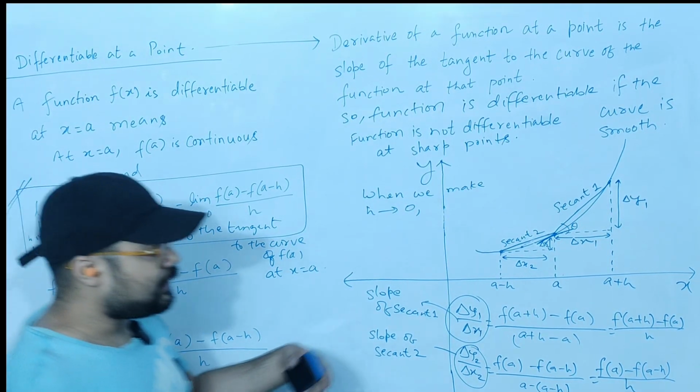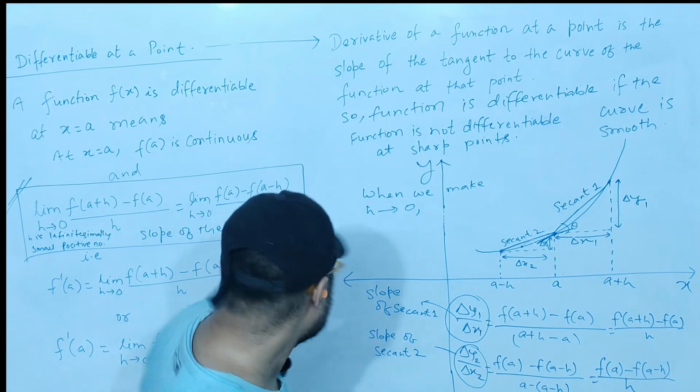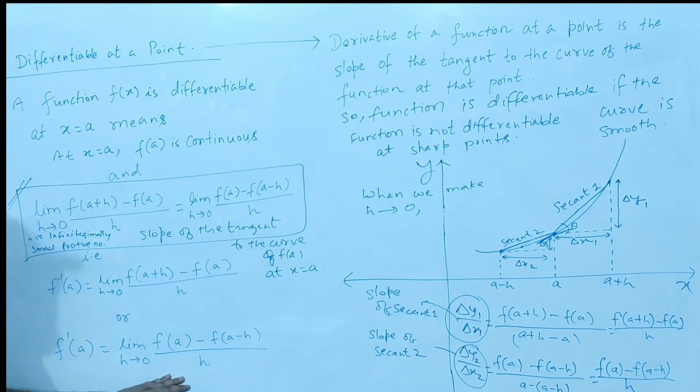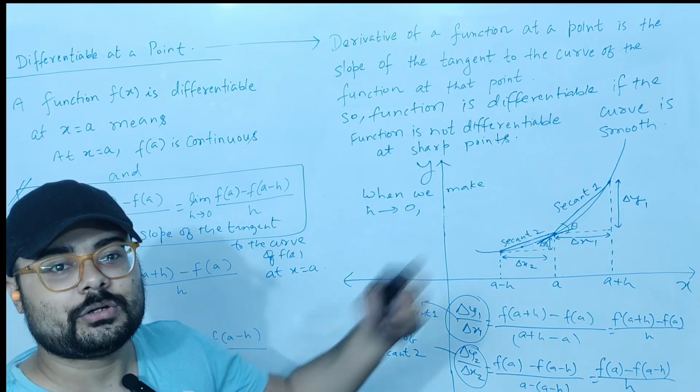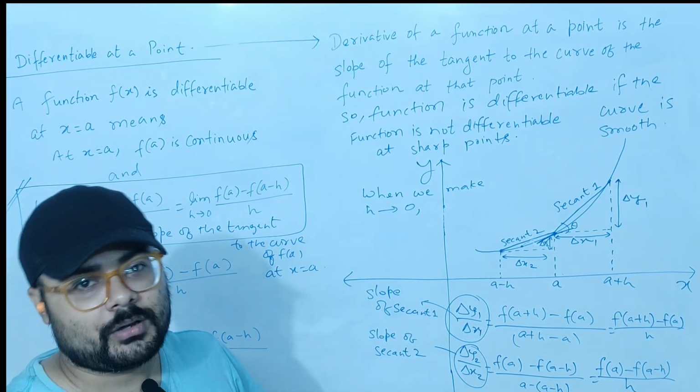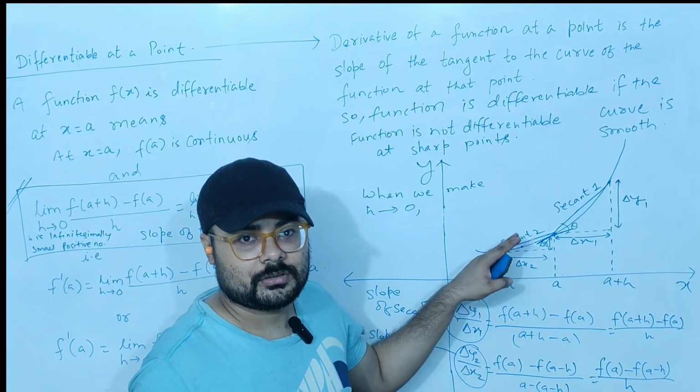Now when it comes to sharp points, these two slopes are not the same. Means secant 1 and secant 2 remain as two different tangents, tangent 1 and tangent 2, and so it is not differentiable at that point.